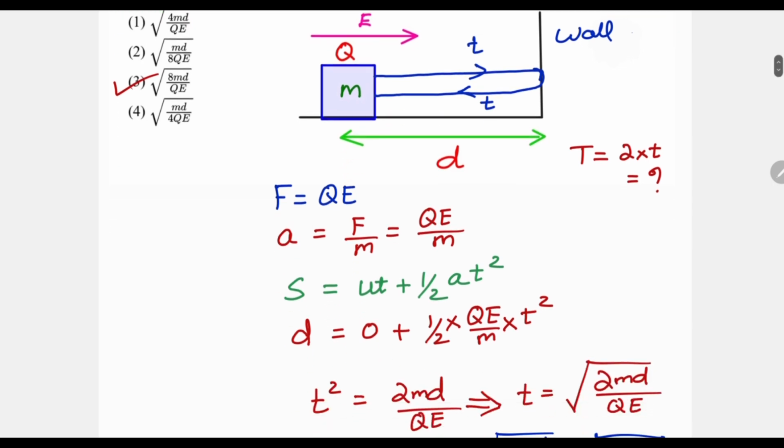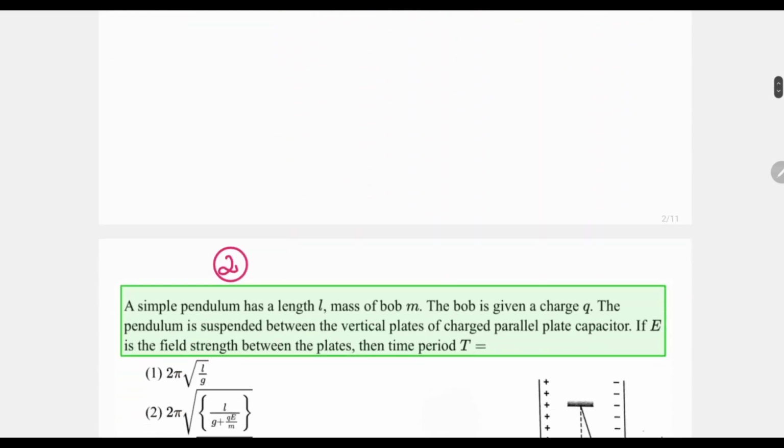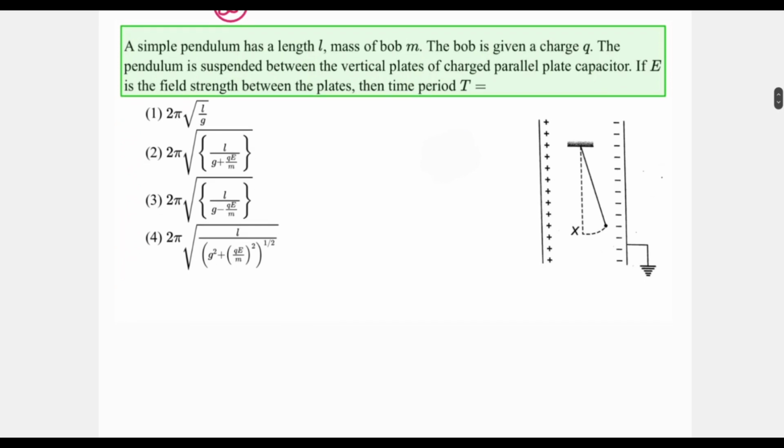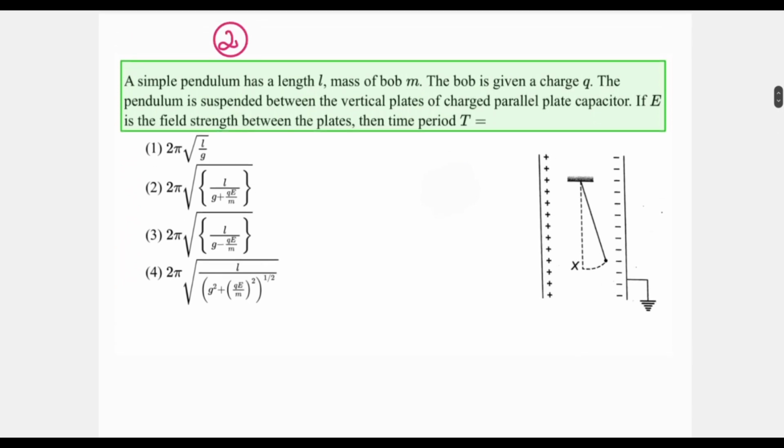Now we can move on to question number 2. A simple pendulum has a length L, mass of bob m. The bob is given a charge q. The pendulum is suspended between the vertical plates of a charged parallel plate capacitor. If E is the electric field strength between the plates, then the time period is.